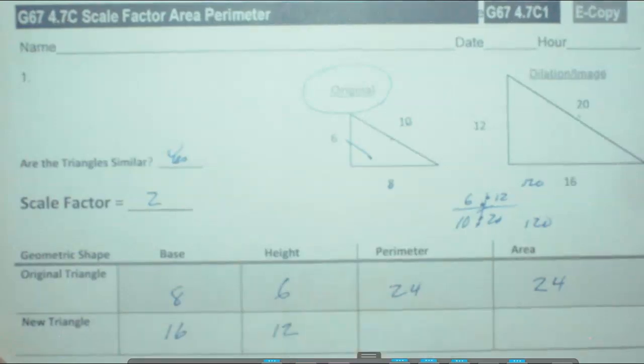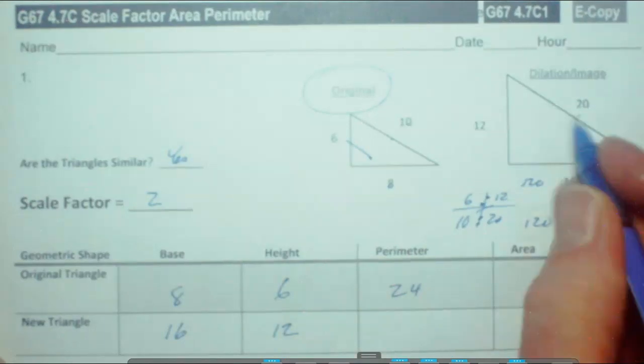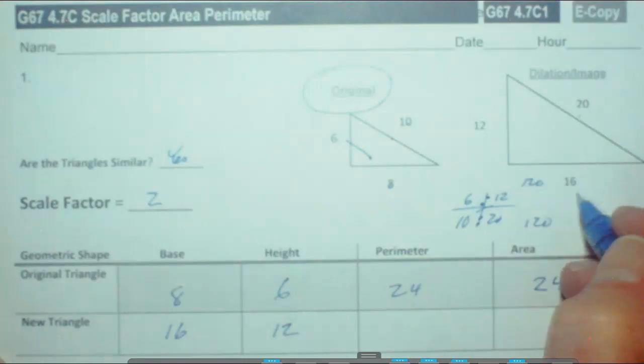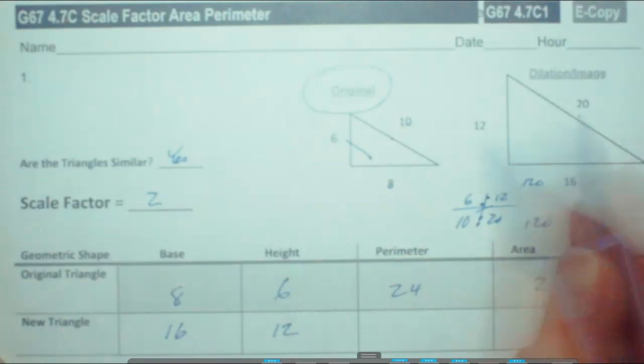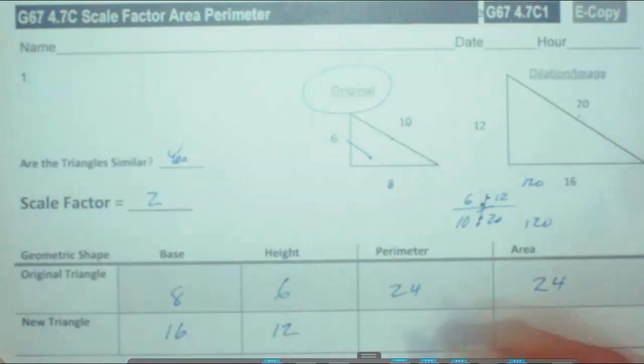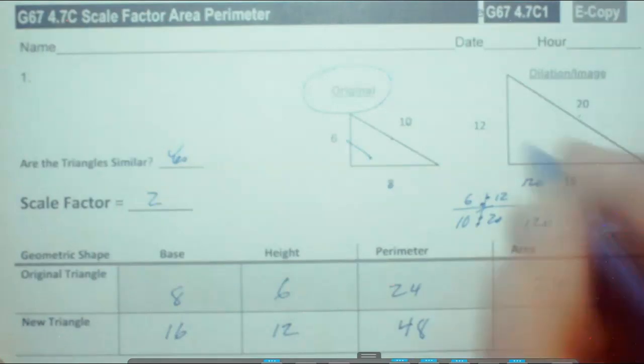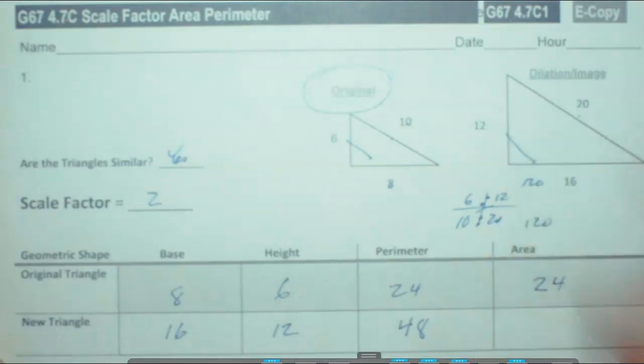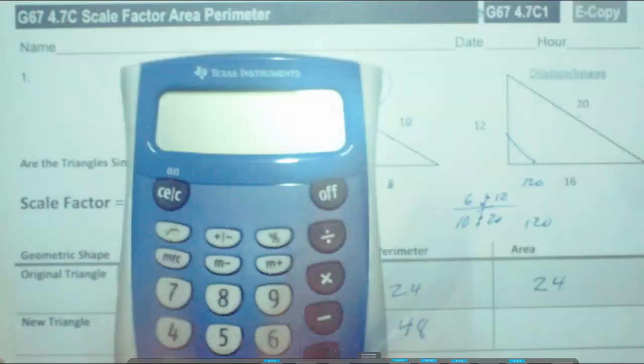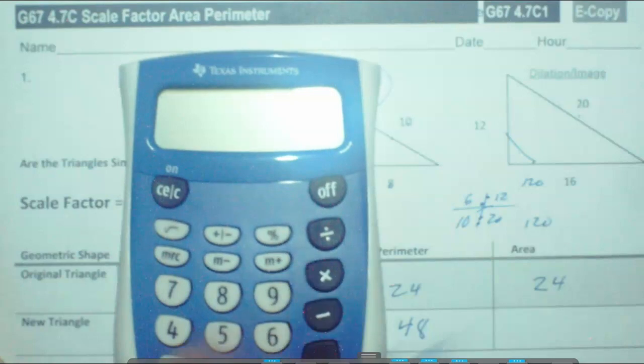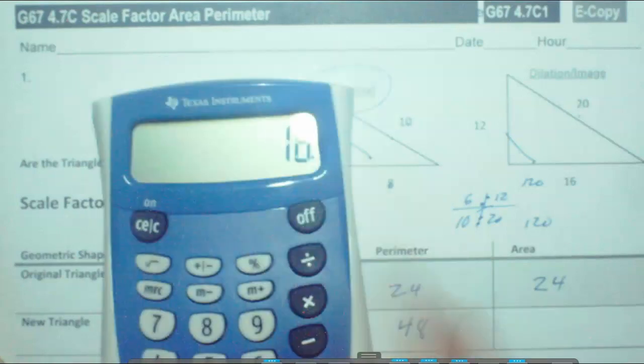Okay, the perimeter. The perimeter is 20 plus 12 plus 16. Well, this is 32 plus 16. This is 48. The perimeter is double. The area, however, is not. We have to take 12 times 16 divided by 2, which equals 96.